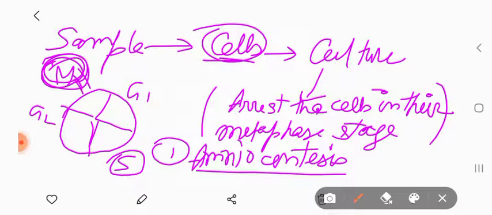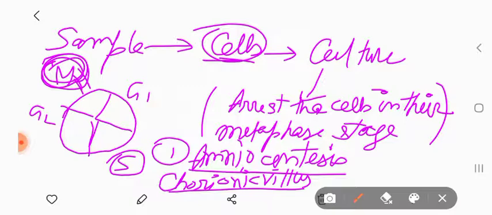Another way we can go for prenatal diagnosis, that means diagnosis of the baby which is going to be born, is chorionic villus. This you have studied when you were studying human reproduction in your class 12 syllabus.